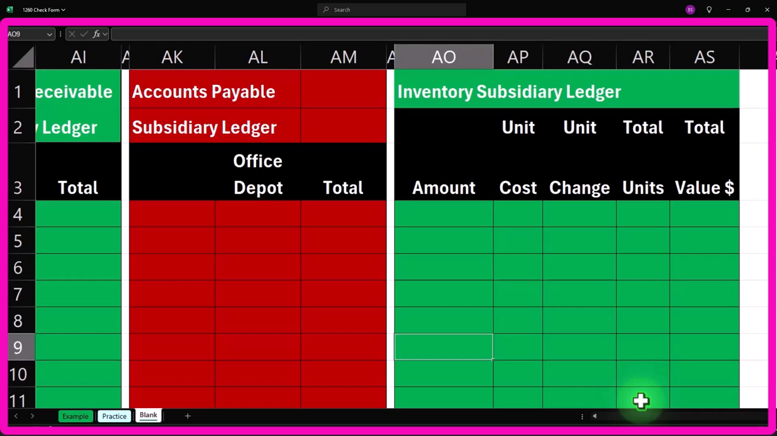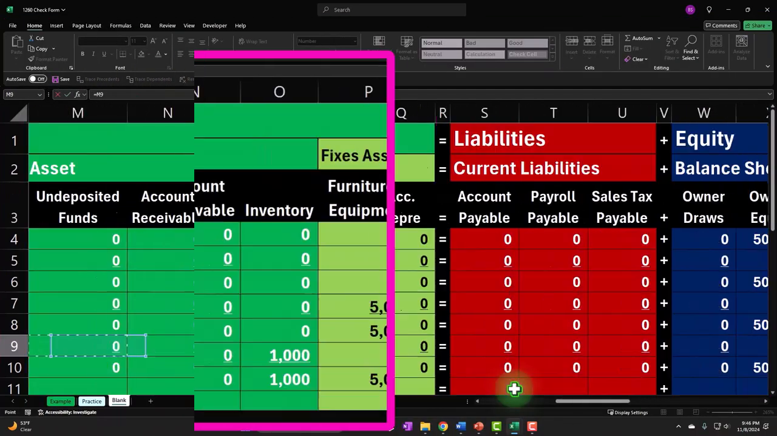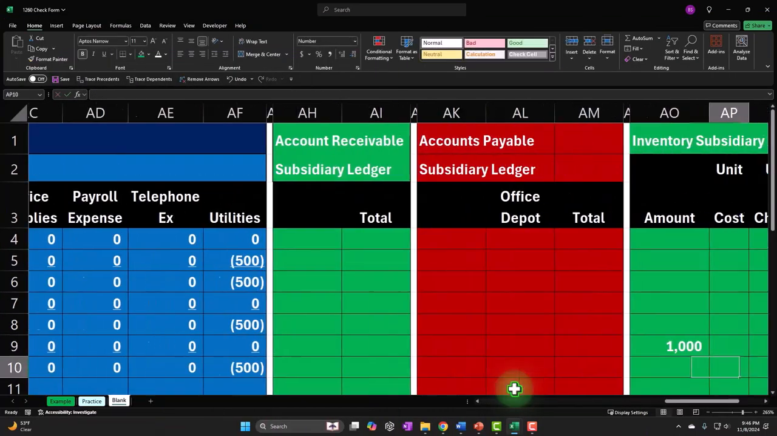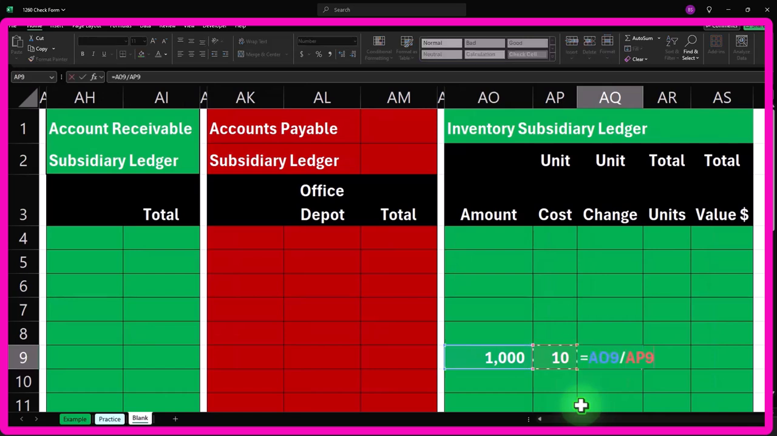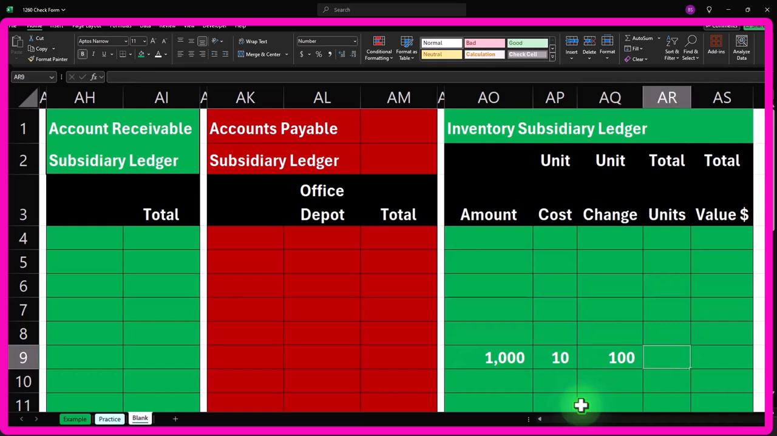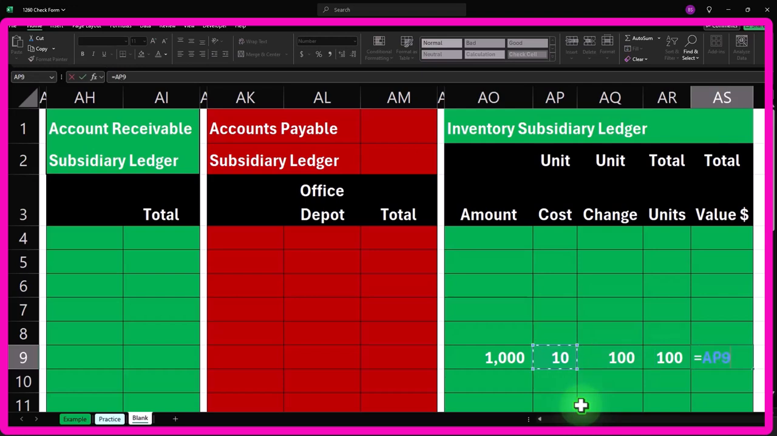All right. In any case, we'll just do a quick subledger here just to get an idea of it. So let's say we spent $1,000 for inventory. Let's imagine they cost $10 per unit. So that means the unit change is going to be 1,000 divided by 10, so 100. The total units is the prior amount, which is zero right now, plus the 100. And that means the total dollar amount, if they all cost $10 and we now have 100 of them, would be this amount. Now, remember, this is a basic worksheet.